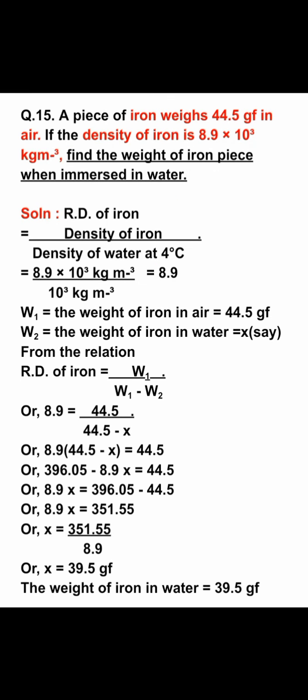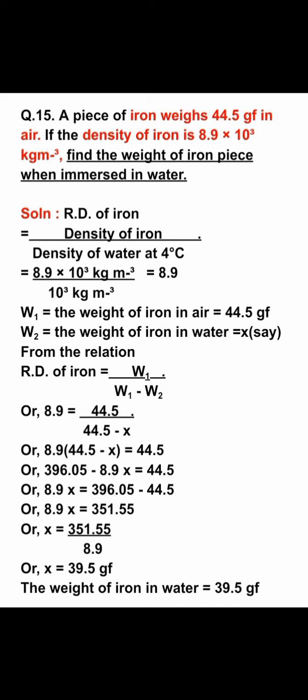Question number 15 says: A piece of iron weighs 44.5 gf in air. If the density of iron is 8.9 into 10 to the power 3 kg per meter cube, find the weight of the iron piece when immersed in water.